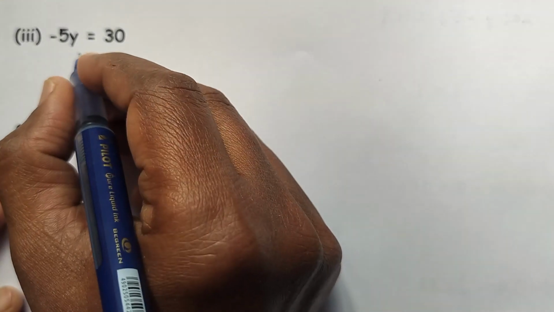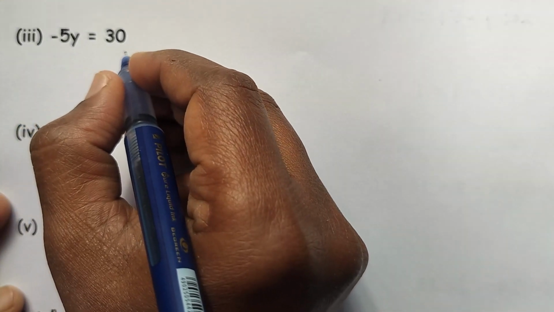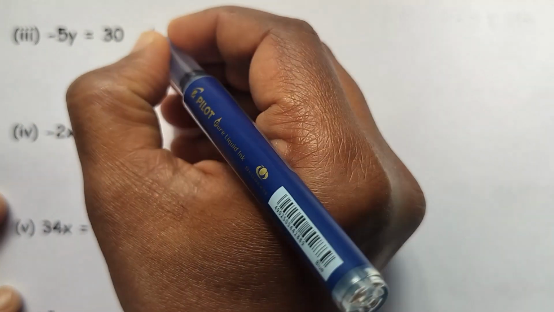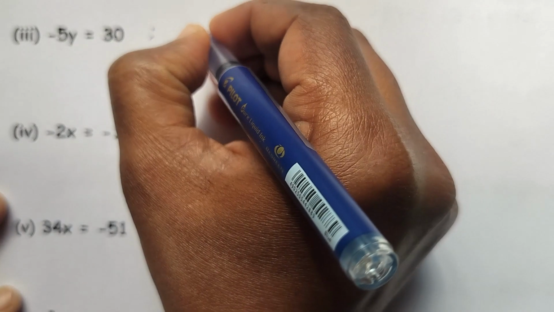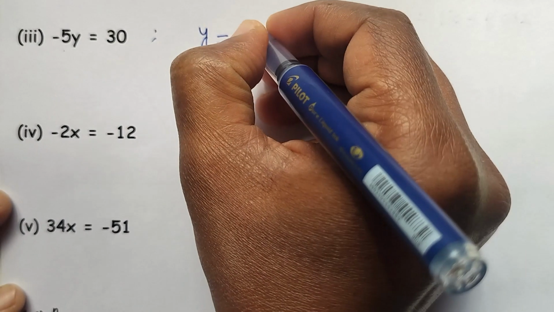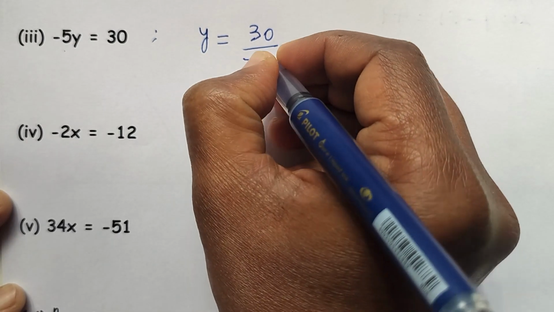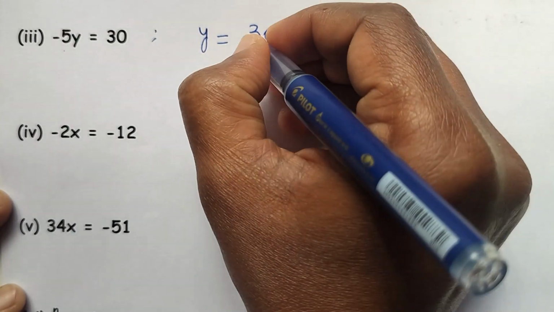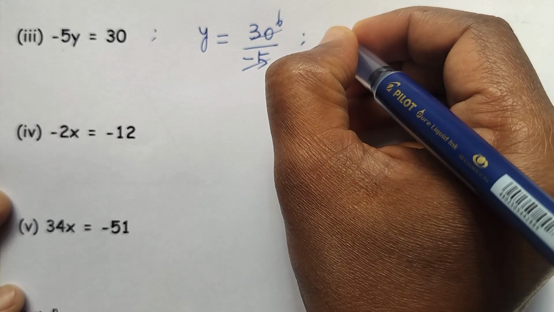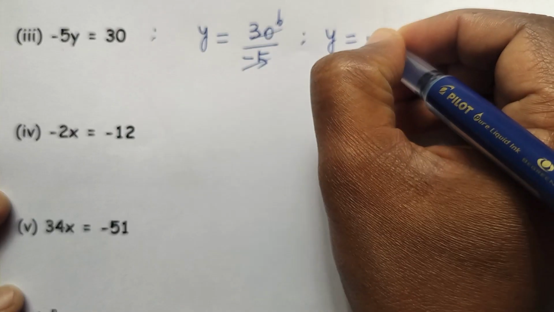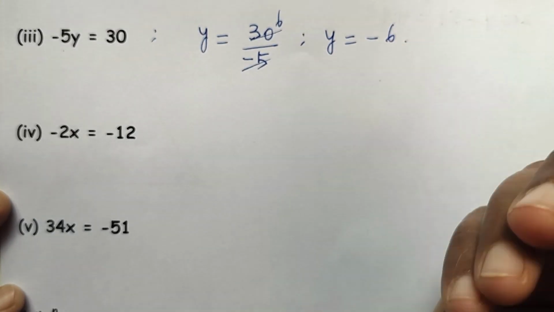Next third one, minus 5y equal to 30. So here minus 5 you are going to send to RHS, then y equal to 30 by minus 5. So 5 6 times is 30, then y equal to minus 6.